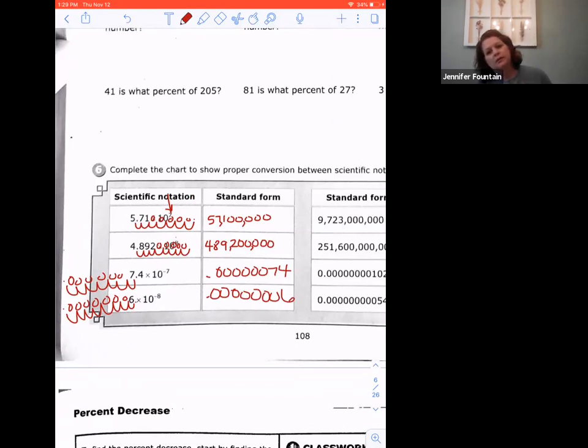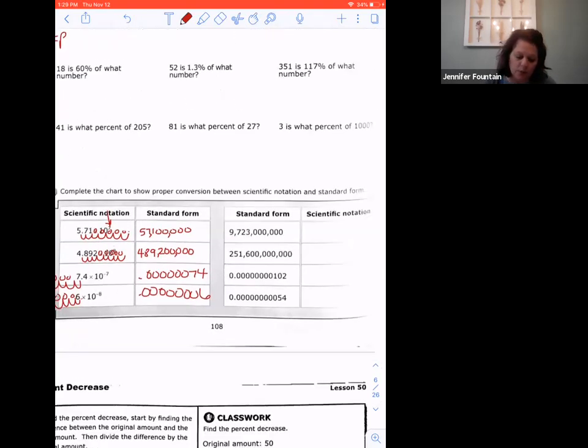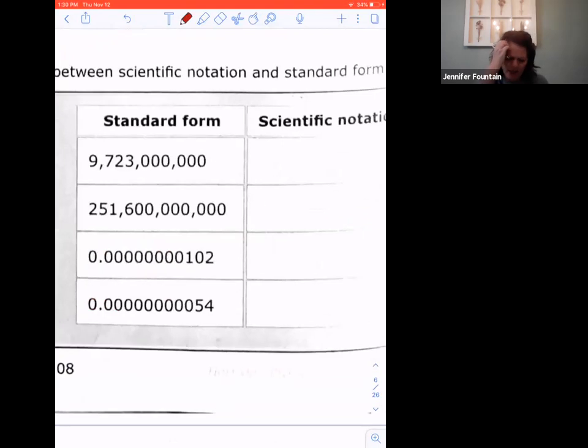Positive exponent, my decimal moves to the right; negative exponent, decimal moves to the left. Positive exponent, I know that I'm going to have a big number in standard form. Negative exponent, I know I'm going to have a little number in standard form, meaning a decimal with a bunch of zeros. All right, so here, remember to go from standard form to scientific notation.